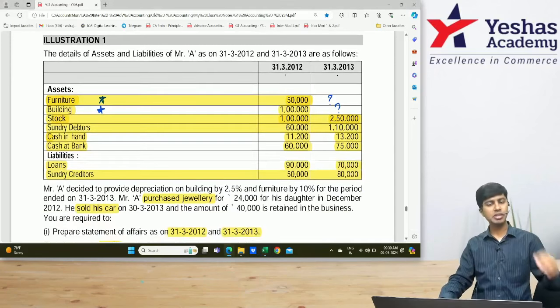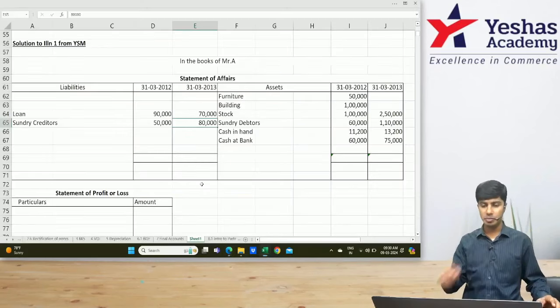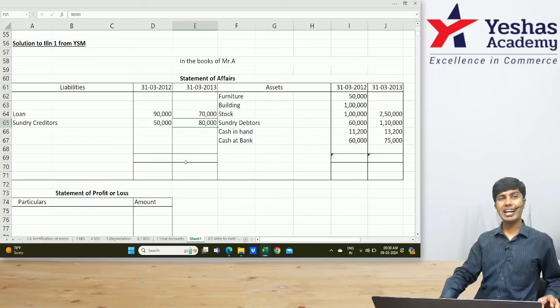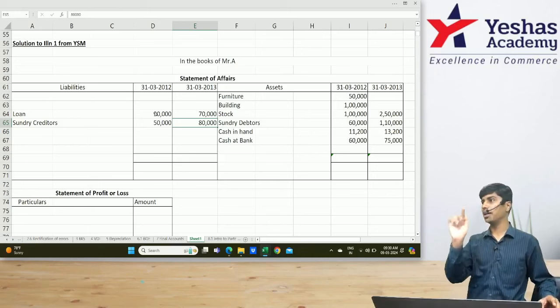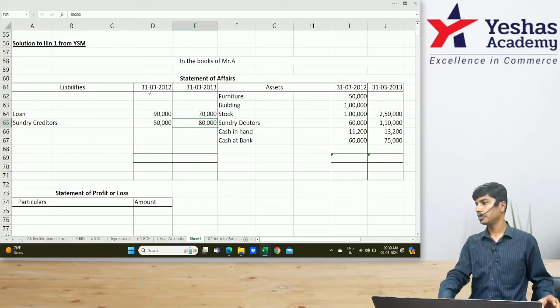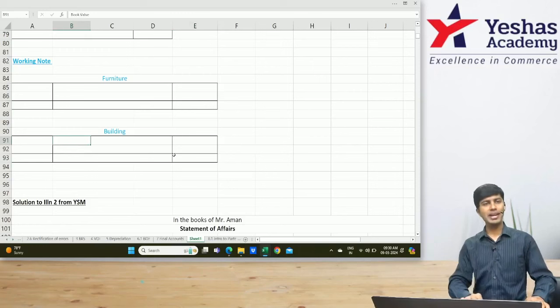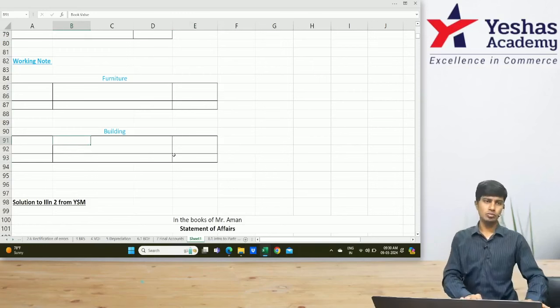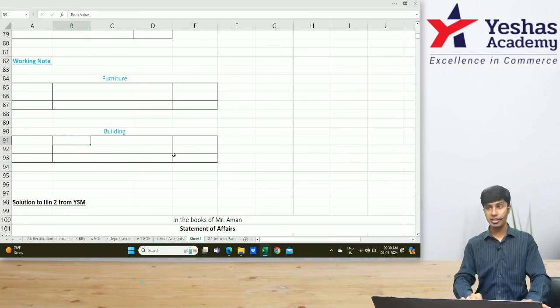Shall we read this adjustment once again? Now read the first one. Depreciation. How much? 2.5% on building. How much is building value? 1 lakh. 1 lakh, how much should we eliminate? 2.5. Take a calculator. Do 1 lakh minus 2.5%. We will do a small cute working note. Actually, is this mandatory to be done in the exam? No. It is not mandatory. That is the reason I have also given it in a different color. This working note can be skipped in the exam.